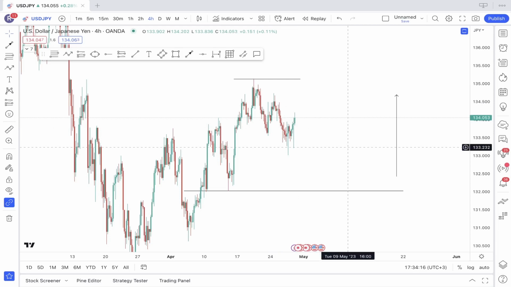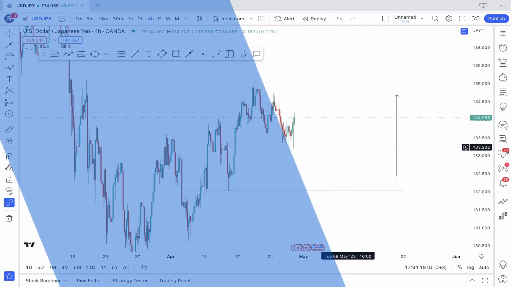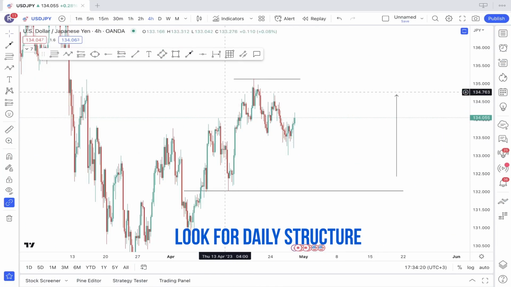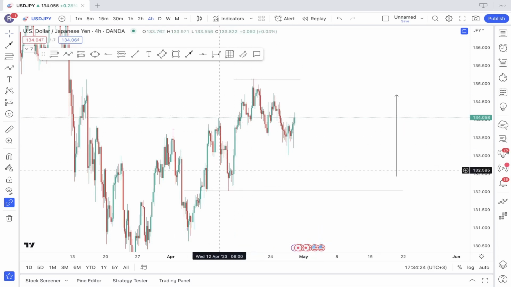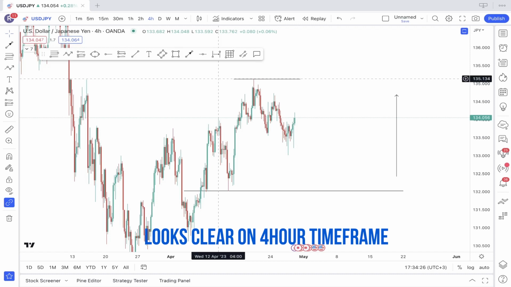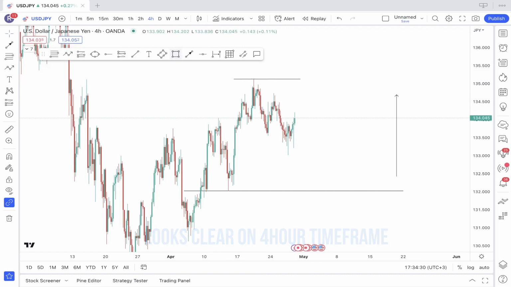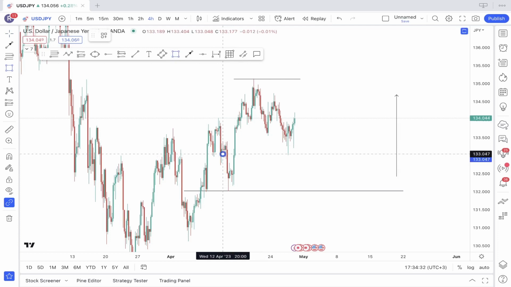You just need to look for market structure on the daily, super systematic like I just explained, and then on the 4-hour it would look super clear like this. Okay, you would have a very beautiful bullish range. You know that you are in a bullish range, and now you could just trade using your strategy.